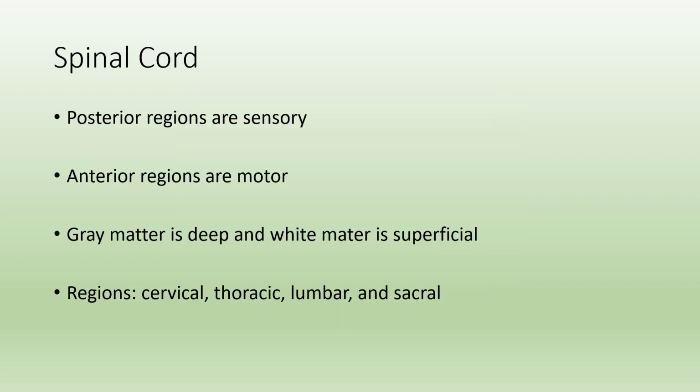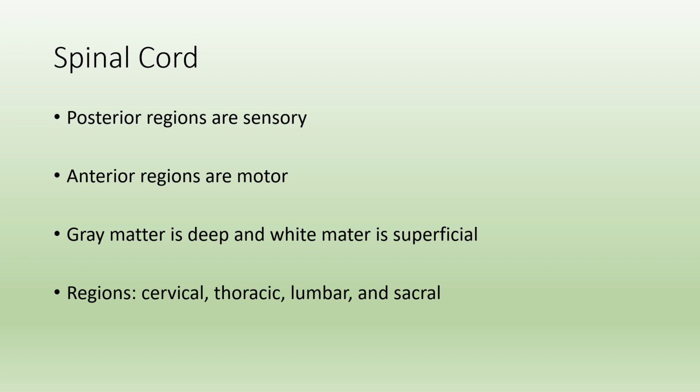The spinal cord, in general, the posterior regions are sensory, the anterior regions are motor. Now we see a switch. Remember in the brain, the gray matter was on the superficial layers and the white matter was internal? It's reversed with the spinal cord. The gray matter is deeper and the white matter is superficial.